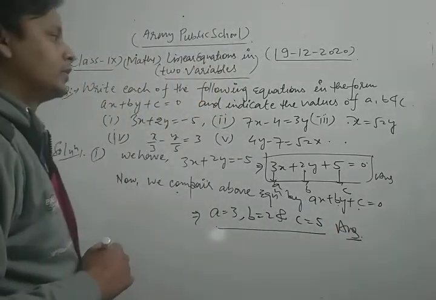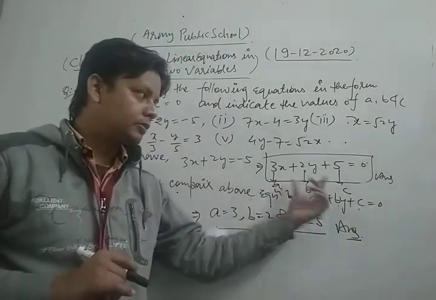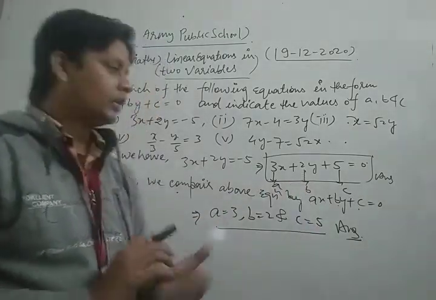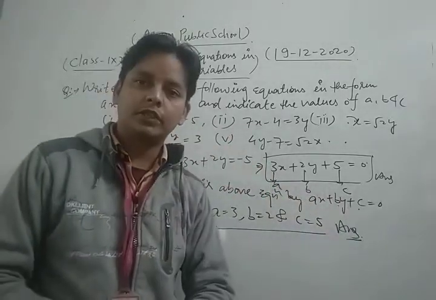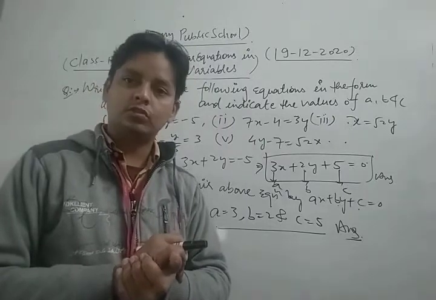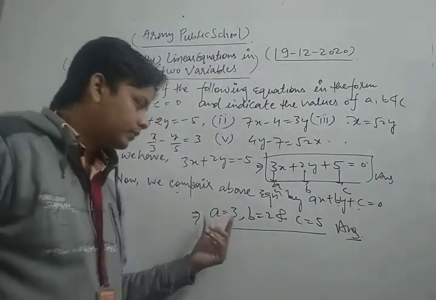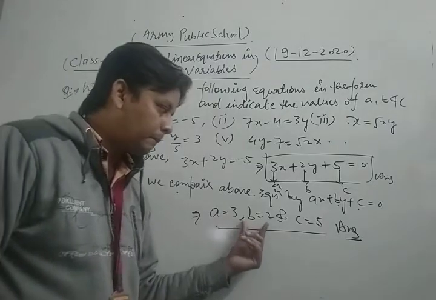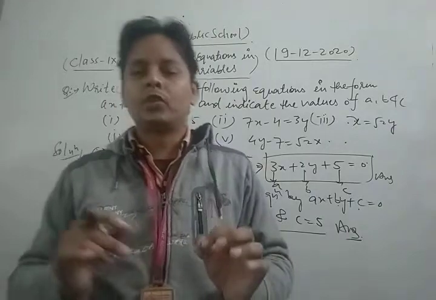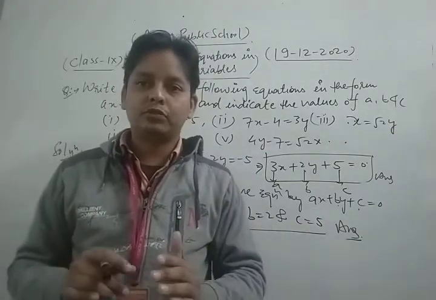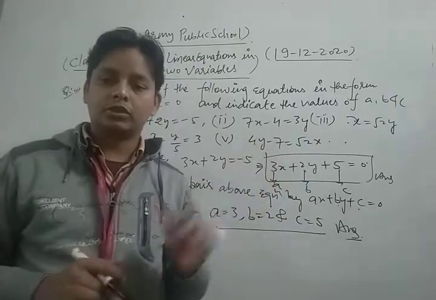First of all, dear student, we convert the given equation in the form ax plus by plus c. After that we compare the given equation to the original form of the equation, ax plus by plus c is equal to 0. Now finally we got the value of a, b and c. So this is the method to solve that type of questions. Now we take and solve the next part of this question.